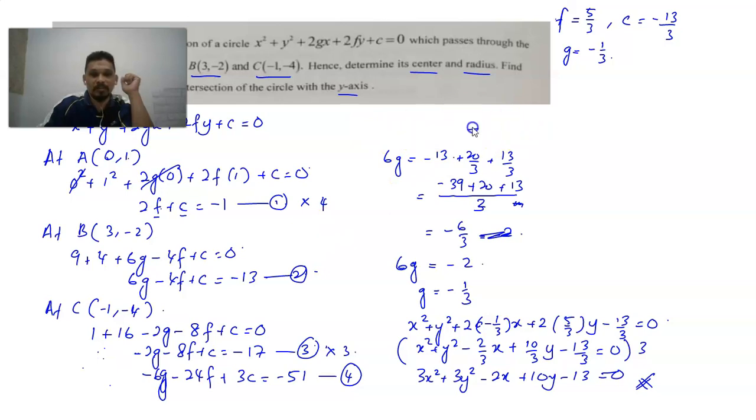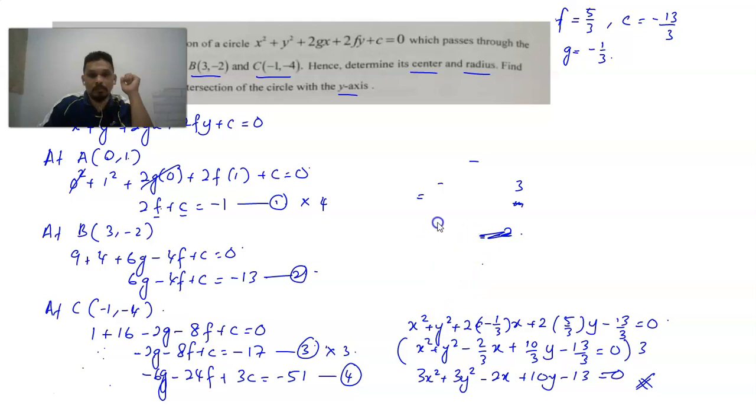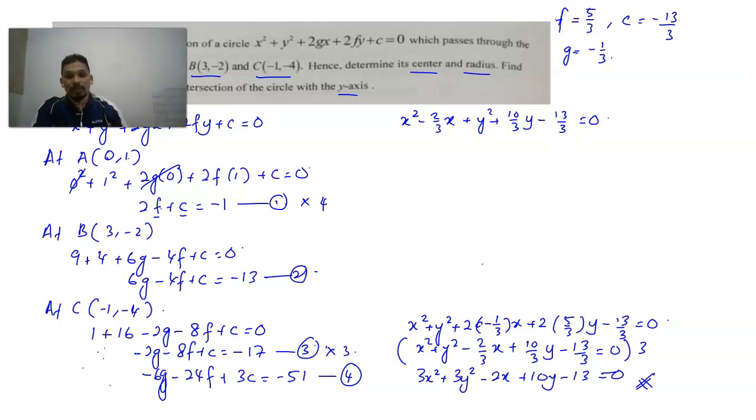Clear this. Okay, I'm going to use the equation inside this bracket here: x squared minus 2 over 3x plus y squared plus 10 over 3y minus 13 over 3 equal to 0. Why? I'm going to use what we call completing the square as a process to find the center and the radius, even though we might use the other method to find the center, which is using G and F.